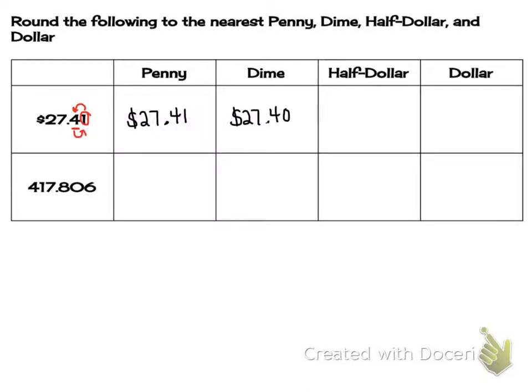The nearest $0.50, if we think about the chart, is 41 cents closer to $27, or is it closer to $27.50? Well, 41 is more than 25 cents, which takes it closer to the 50. So 27.41 is closer to 27.50. That's rounded to the nearest $0.50.